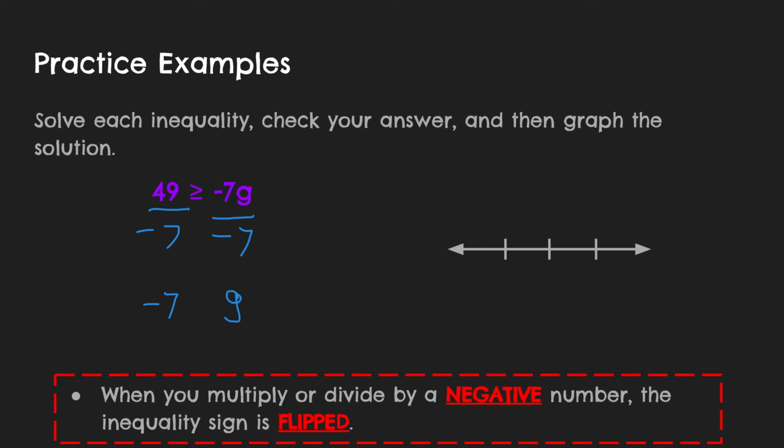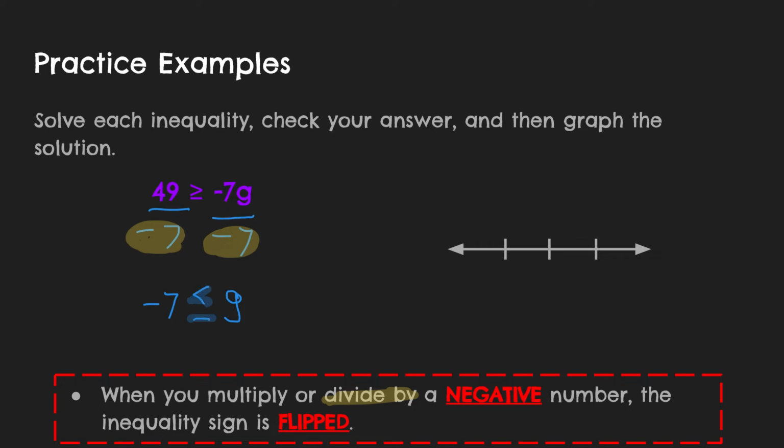So we want to look at what we did. Notice we divided by a negative 7. So since we divided by a negative, we need to flip our sign. So our sign is going to go the opposite direction. Oops, did it with a highlighter.